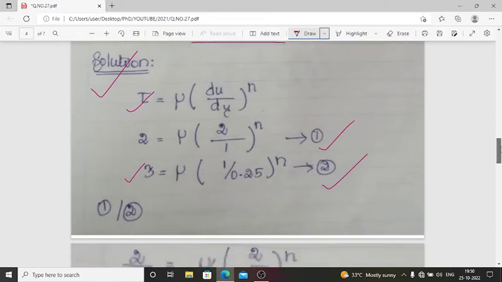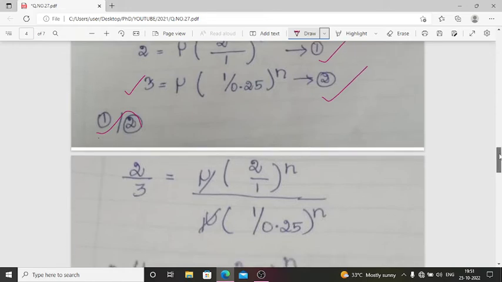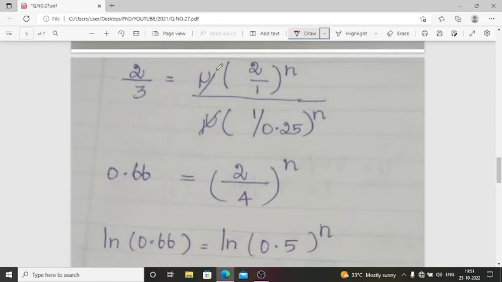Divide these two equations, first equation divided by second equation. We have 2 by 3 on the LHS, and on the RHS mu into (2 by 1) whole power n divided by mu into (1 by 0.25) power n. Mu is a common factor, so the viscosity term cancels. The rest of the LHS, 2 by 3, goes to 0.66. Then the RHS is (2 by 4) power n.